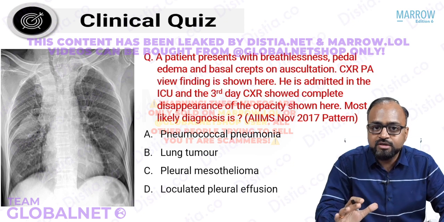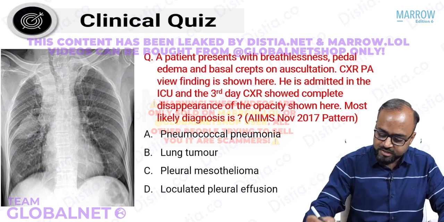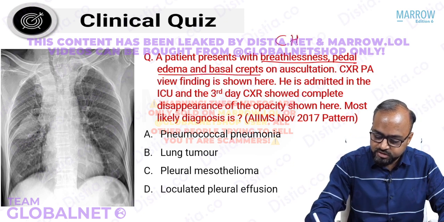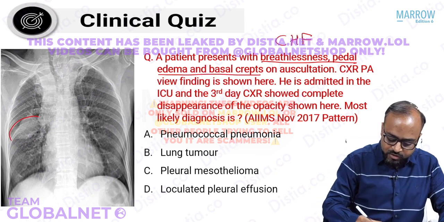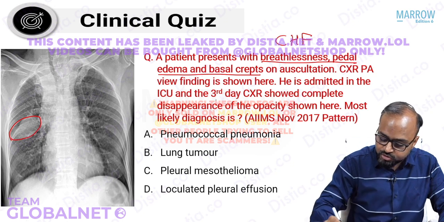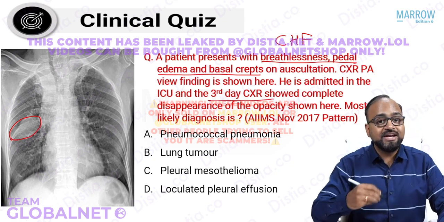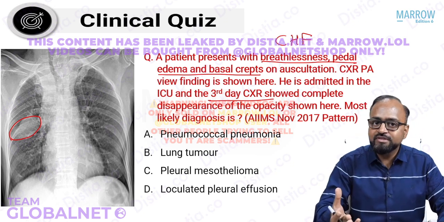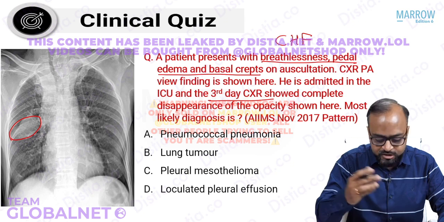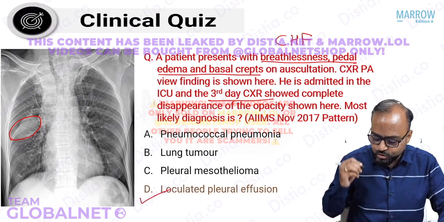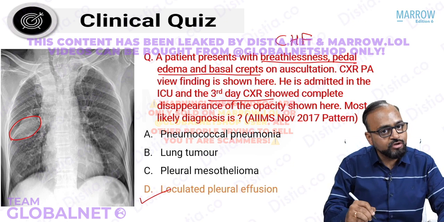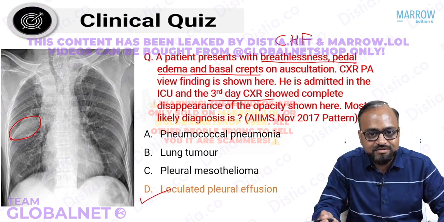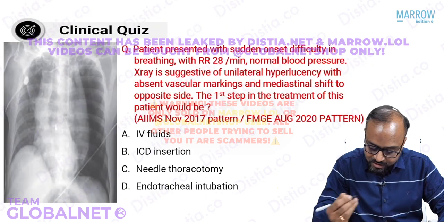So coming back to the clinical quiz, this should be easy. Patient presents with breathlessness, pedal edema, basal crepts. So this is congestive heart failure. There is a mass-like opacity which disappears on the third day. So this is called vanishing lung tumor, phantom lung tumor, loculated pleural effusion which has resolved. We have discussed this history clincher as well as imaging clincher. So what is this therefore? This is loculated pleural effusion within the horizontal fissure which has disappeared after treatment of the underlying cause, that is congestive cardiac failure.